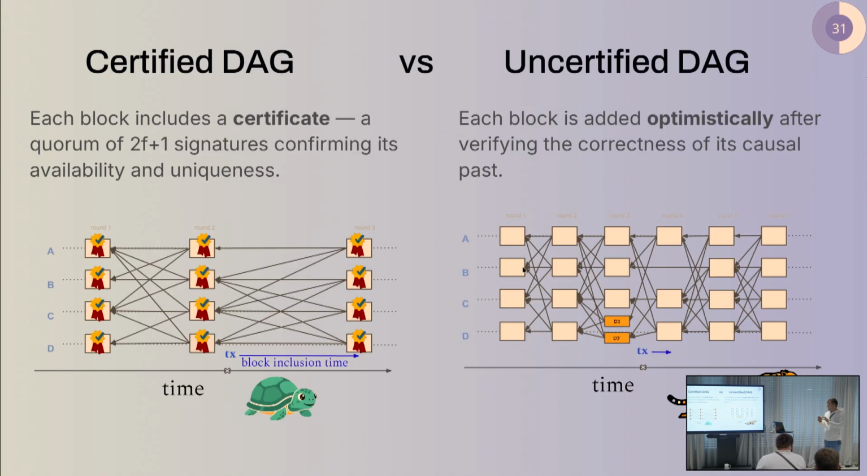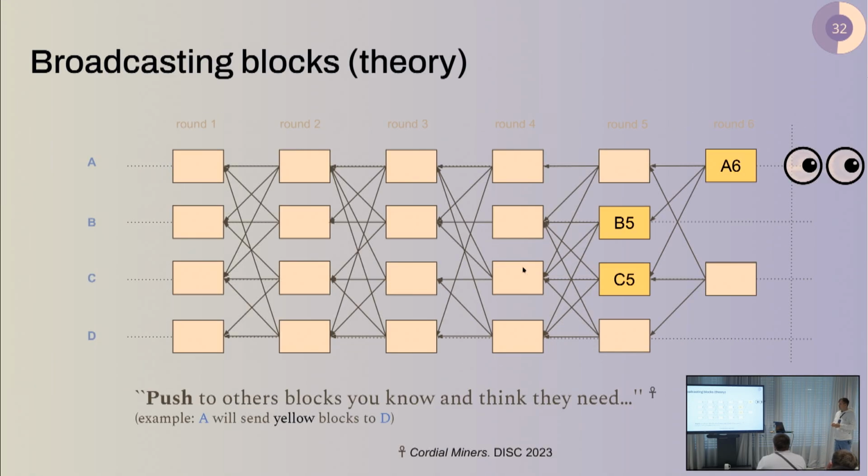So, yeah, let's now talk a little bit, amplify the problems that we have with uncertified DAGs. In theory, when you create a new block in an uncertified DAG, the way you have to disseminate your blocks is to send your block, and in addition, you need to send some potential ancestors of your block, such that the receiver can immediately integrate your block in the local DAG. Otherwise, they might have some problems.